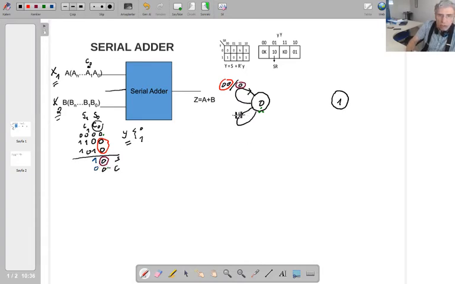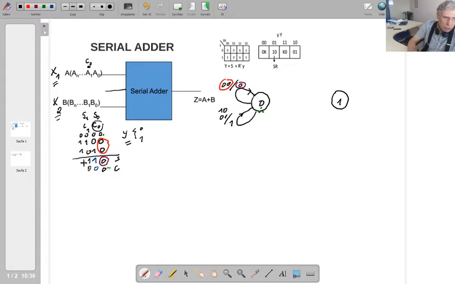My next state is 0, so that's why it comes back to itself. 0, 1 input, and the output is 1. When the input is 1, 0, we are going to get the same result, 1. So for either this input or this input, my sum is this, my next state is 0. So what is left is this one.